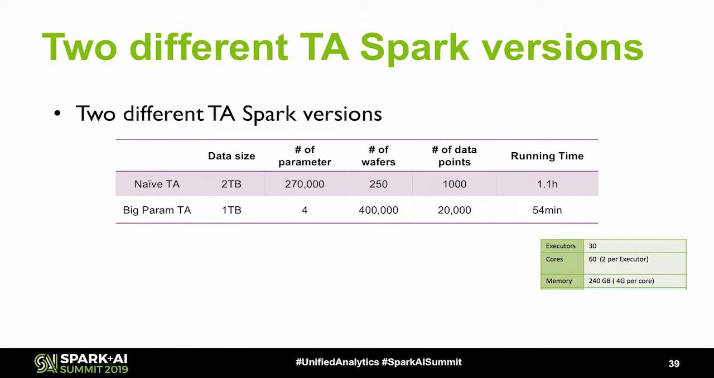So in summary, we developed two TA Spark versions. We can choose one according to the trace data characteristics. When there are lots of parameters which contain a small number of data points, then the Naïve TA Spark will be suitable. And to process large-scale data points in a few parameters, our new TA Spark for big parameter version will be used. This result is estimated on 12 virtual machines in our company. So if we add more worker nodes, the running time will be improved.